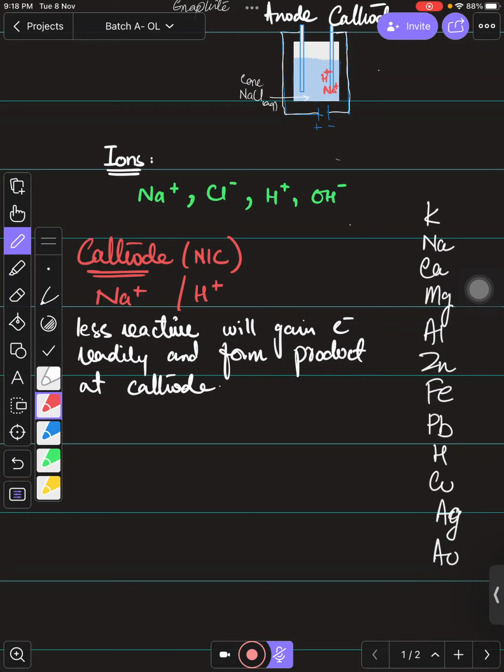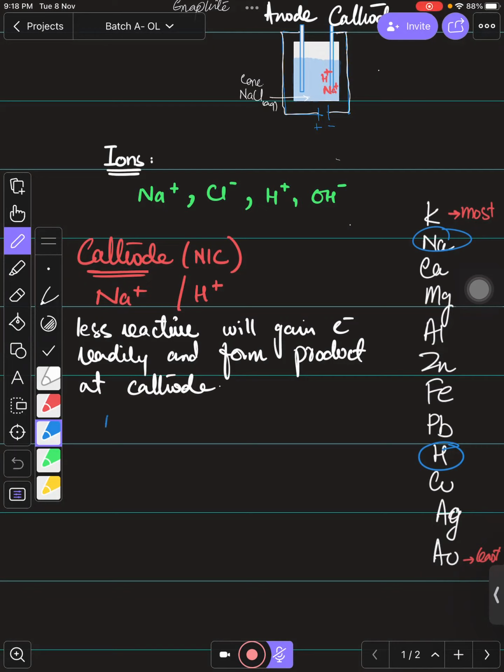So this is the most reactive one, right? And this is the least reactive one, right? ये सबसे कम है और ऊपर वाला सबसे ज्यादा है. So right now we have two ions in the solution. Number one is sodium ions and number two is hydrogen ions. So you can see this. Which one is less reactive, बच्चों?